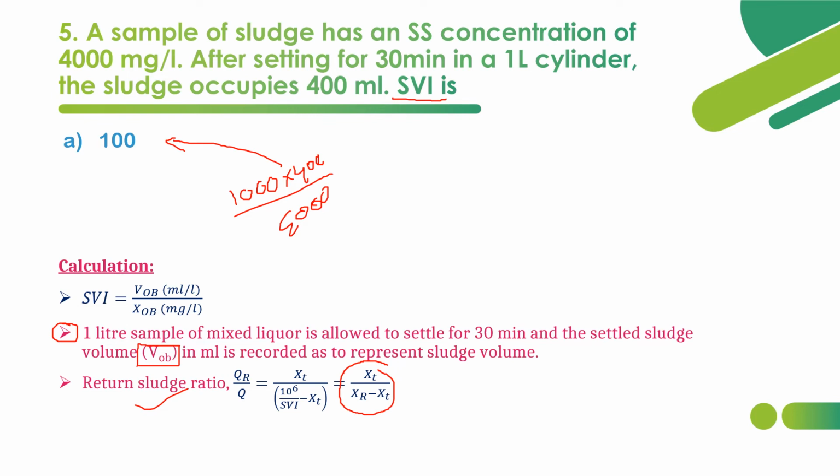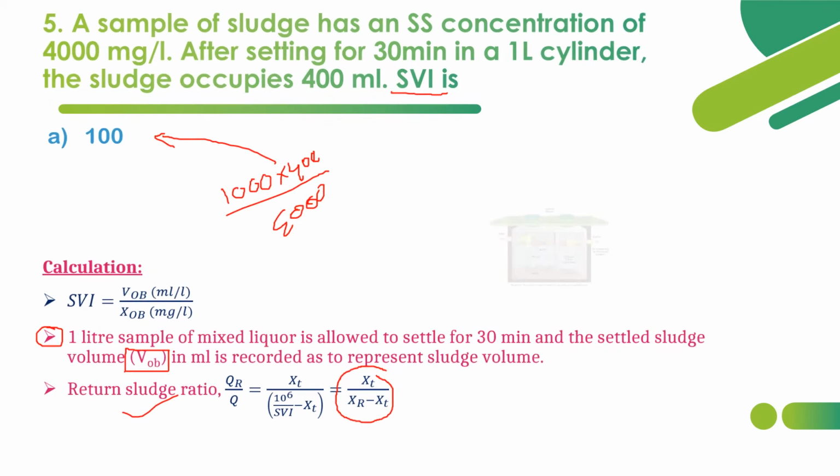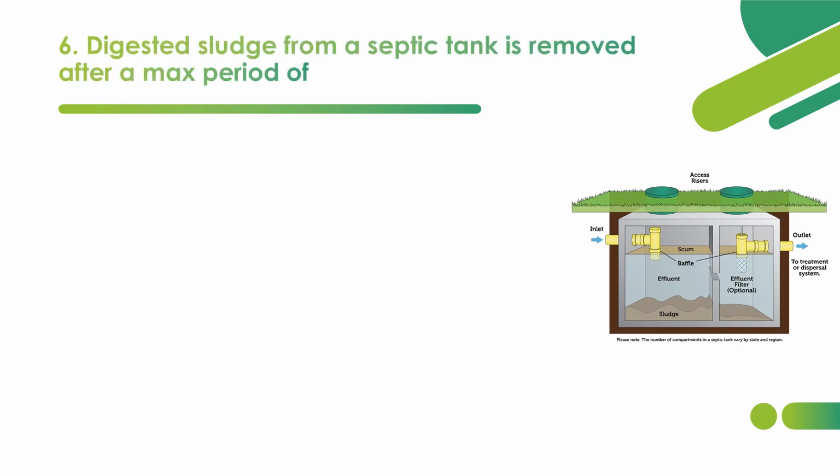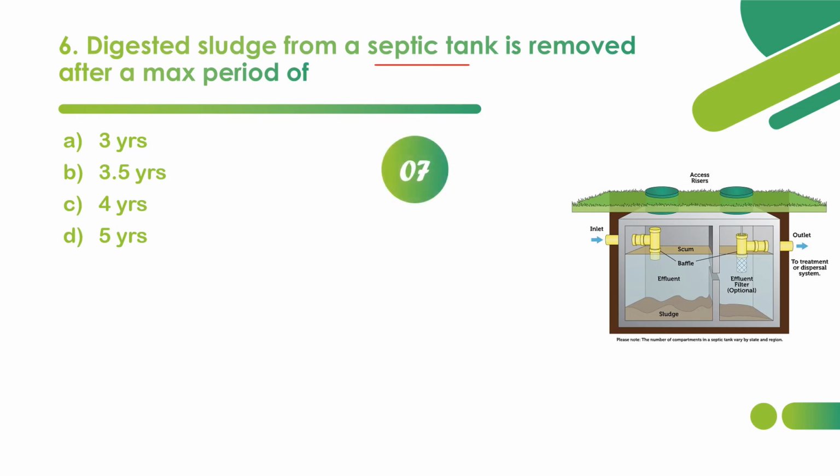Now let's move on to sixth question. So this sixth question is based on septic tank. Digested sludge from a septic tank is removed after a maximum period of option A 3 years, option B 3.5 years, option C 4 years, option D 5 years. So what will be the maximum period below which the digested sludge from a septic tank has to be removed? So maximum period shall be 3 years.